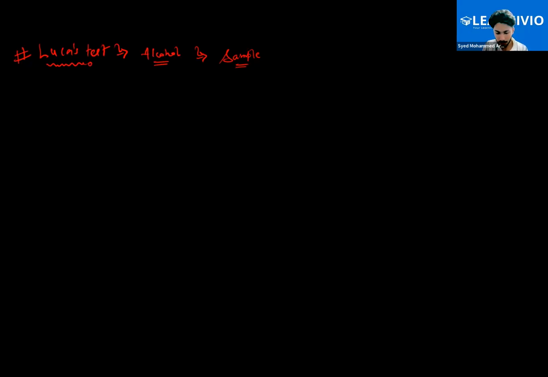So I know that this is a sample of alcohol, but I need to know whether it is a 1 degree alcohol, 2 degree alcohol, or 3 degree alcohol. How can I know this? So this is the test. We'll do the Lucas test, and after performing it we observe something, and on the basis of the observation we tell whether it is a 1 degree, 2 degree, or 3 degree alcohol. So why do we use this Lucas test? In order to know the degree.